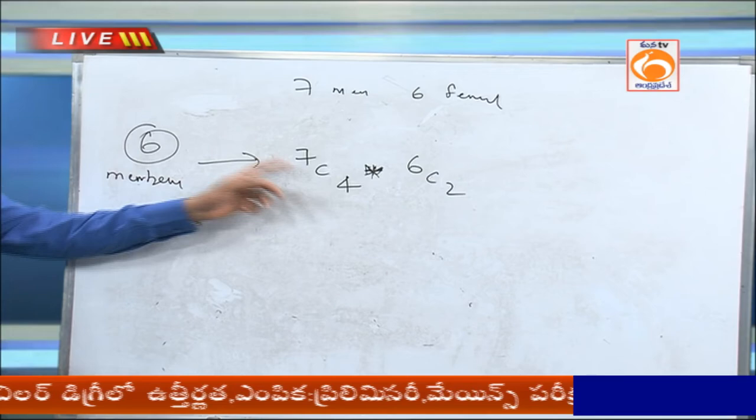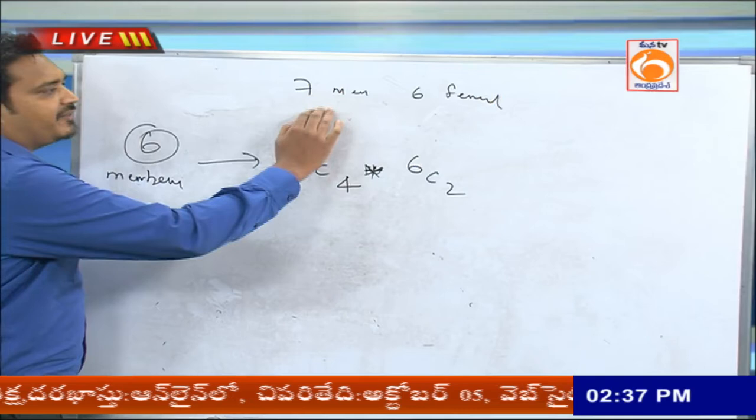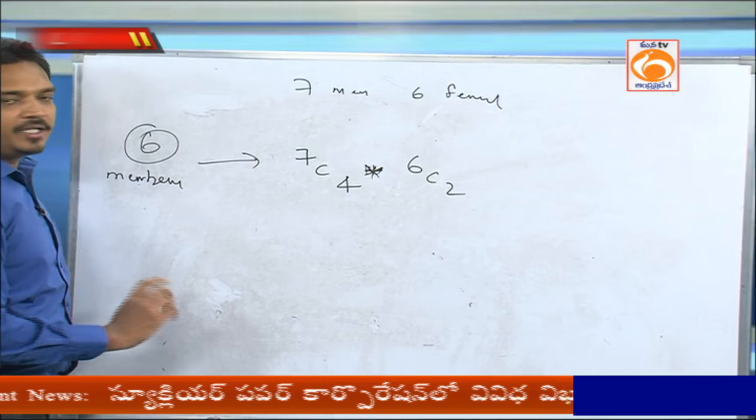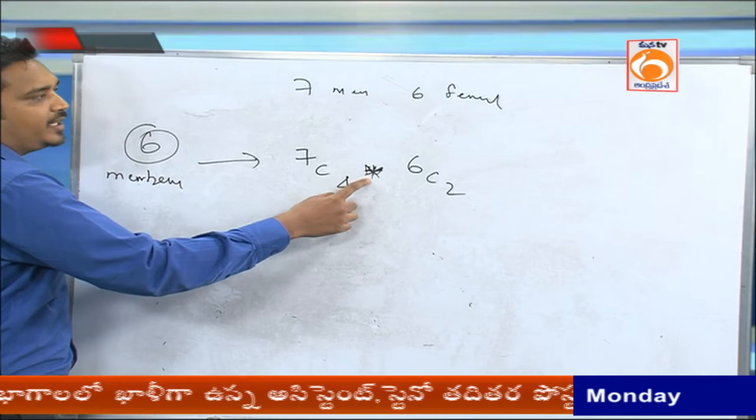7c4 × 6c2. I repeat this, 7 men, you have 7 men and 6 females with you, whereas you have to form a 6-member committee, and ee 6 members lo try to understand, ee 6 members lo definite ga 4 males undali, 2 females undali. So 4 males undali kabatti, if males total entha mandi unnaru, 7 members unnaru, so 7c4 × and it is going to be AND, remember?